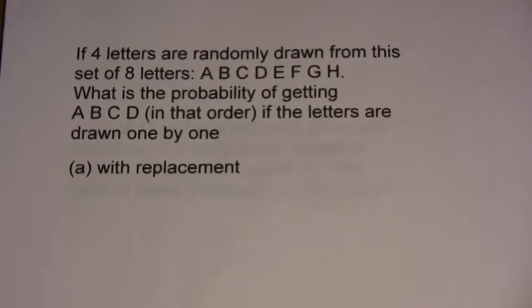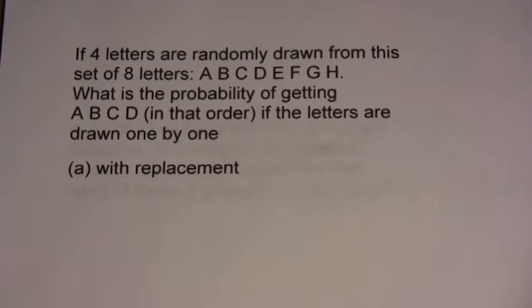I am going to make a point here, though, in this problem that I want you to pay close attention to. It says if 4 letters are randomly drawn from this set of 8 letters, A, B, C, D, E, F, G, H, what is the probability of getting A, B, C, D in that order if the letters are drawn with replacement? In other words, we draw a letter, we look at it, then we put it back in before we draw another one. Now that means that we can use a letter more than once.